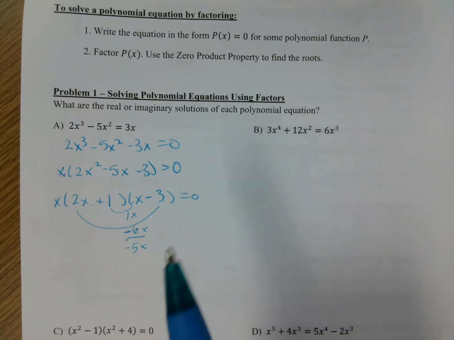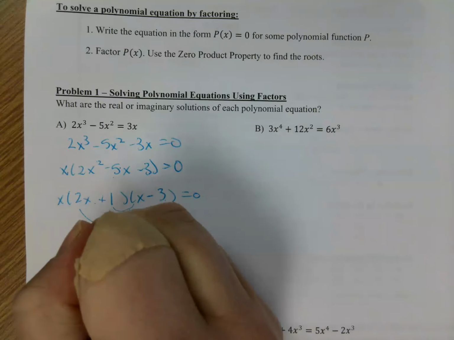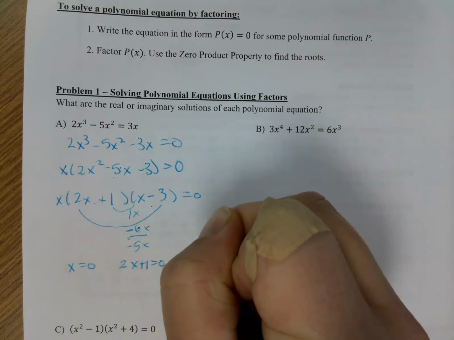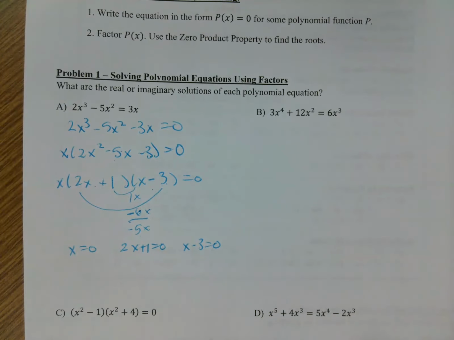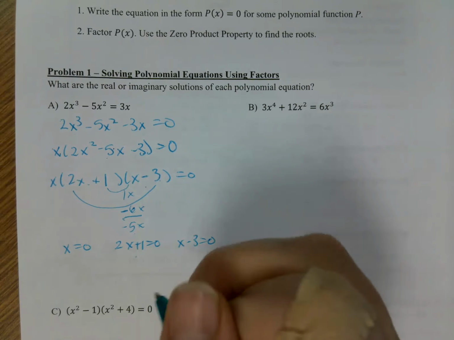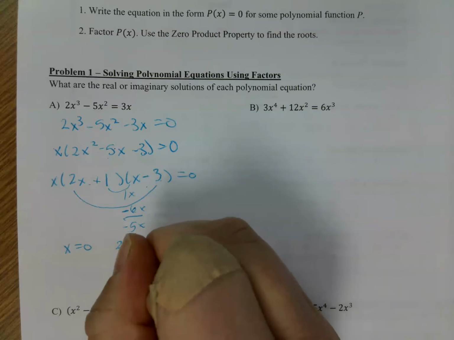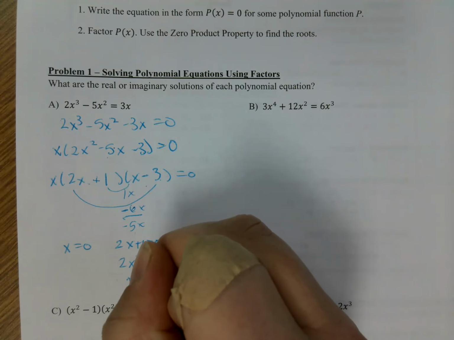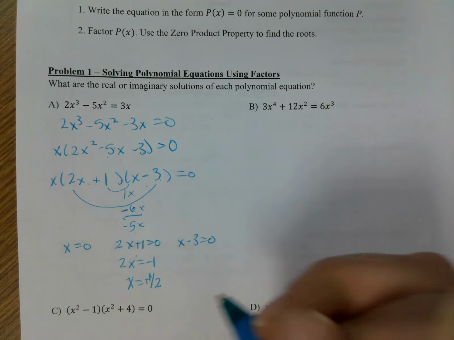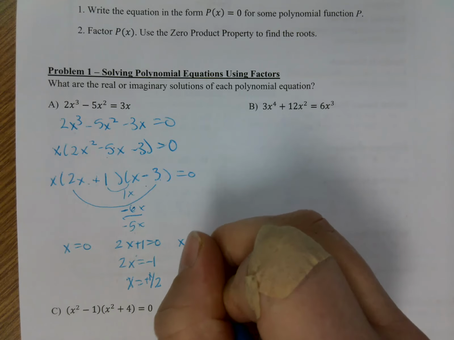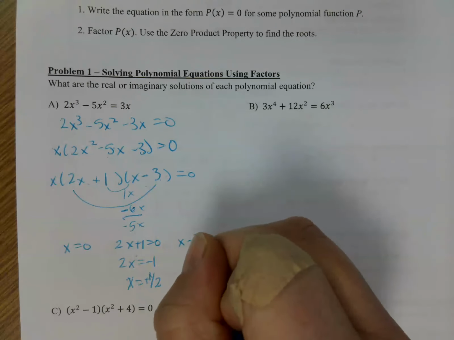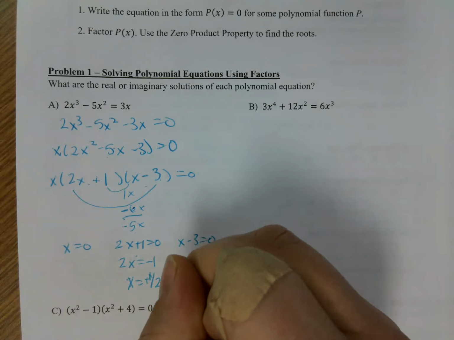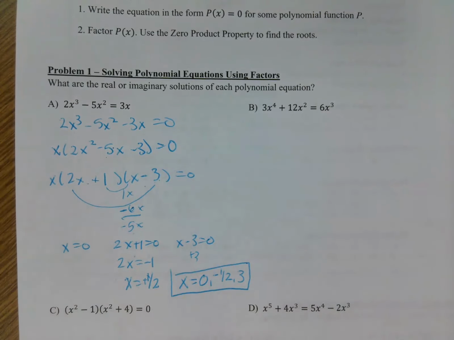Now when I'm actually solving, I set each of these equal to 0 and I solve. So I already have my x equals 0. That's already solved. When I solve this equation, I subtract my 1 over, so that would give me negative 1, and then divide by 2, so negative 1 half. And then over here, I'm going to add my 3. So my 3 zeros would be 0, negative 1 half, and 3. Those are my 3 answers to this equation.